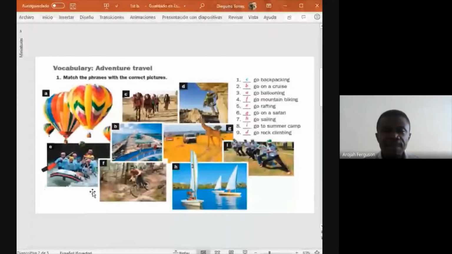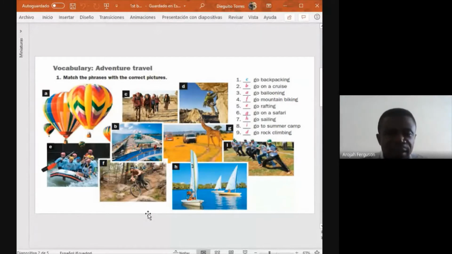Then there is another one, picture B. For picture B, we also refer to it as a fun activity. Normally people go on such an activity and they have a lot of fun there. So for that one, go on a cruise.